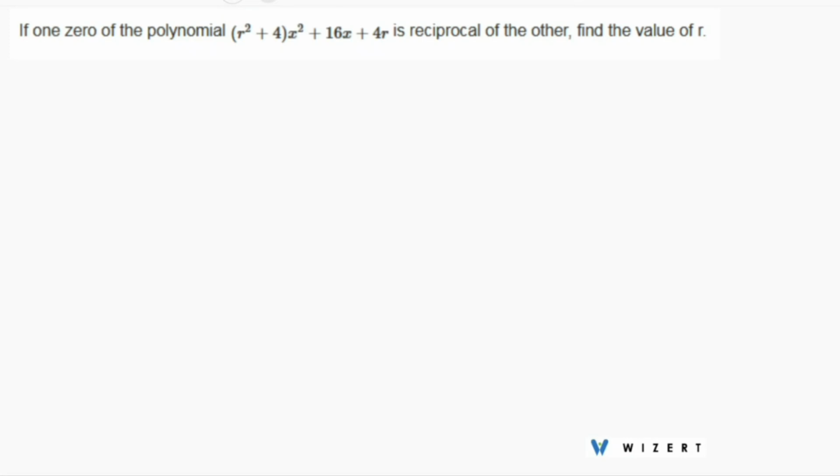We have this question here. If one zero of the polynomial (r square plus 4) multiplied to x square plus 16x plus 4r is reciprocal of the other, find the value of r.